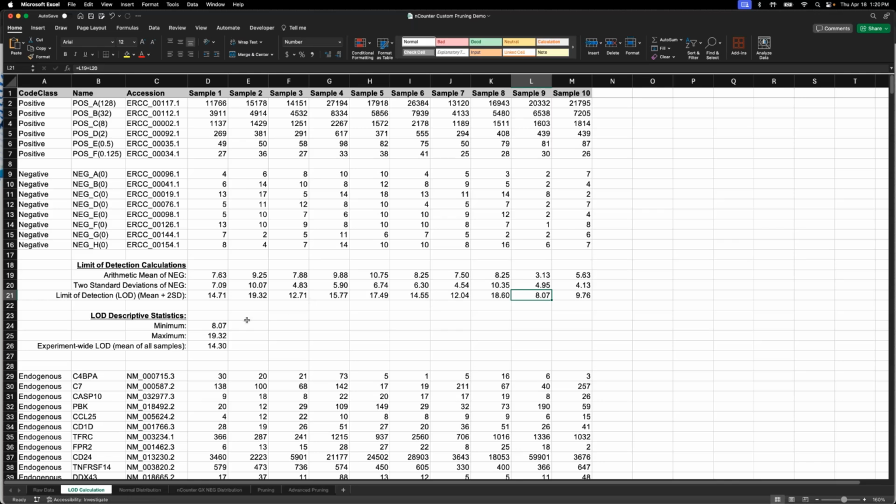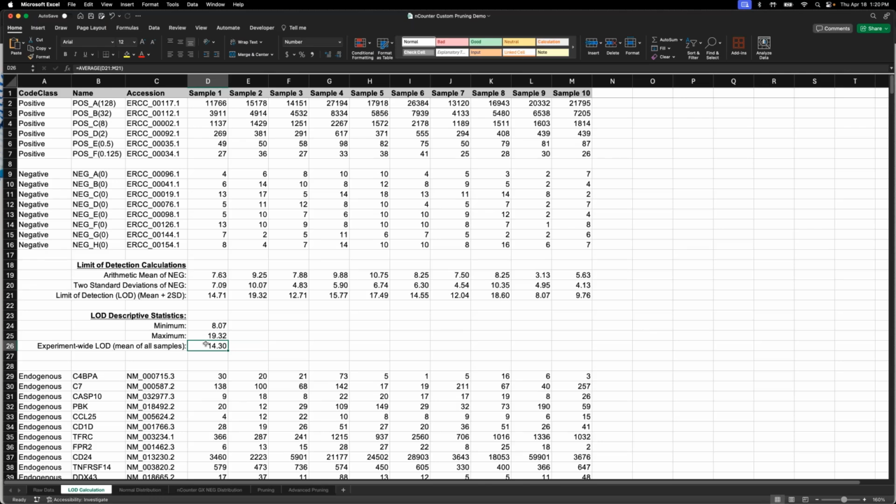Okay, so the next thing I did, I wanted to summarize across all of our samples, what does this limit of detection look like? So its minimum is 8.7, its maximum is 19.32, and I simply took the average across all samples, and that's what I called this experiment-wide limit of detection, something called 14.30. Remember these values, because we'll see these again when we get back into the Rosalind platform. We calculate these for you and display them to you so you can see them without having to go through all of this Excel math. Okay, so hopefully that explains limit of detection, how it's calculated.